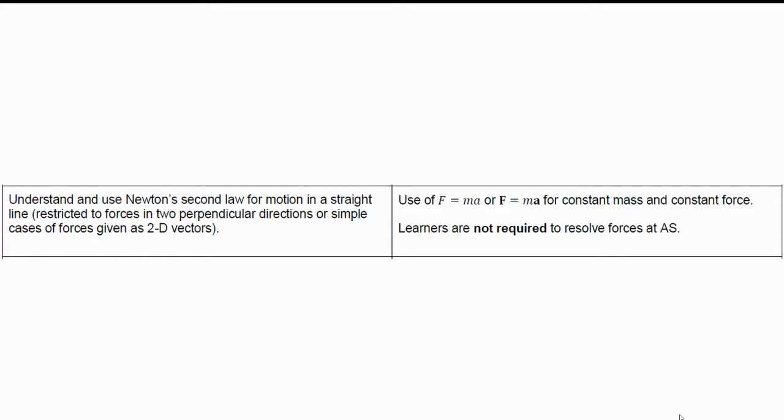Okay, so in today's lesson, we're going to look at Newton's second law of motion. So basically, force equals mass times acceleration, or F equals ma. And it's for constant mass and constant force. Variable mass and variable force are not things we're going to consider. It says we're not required to resolve forces at AS.